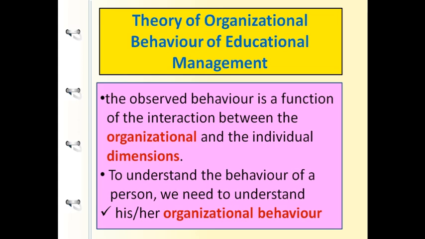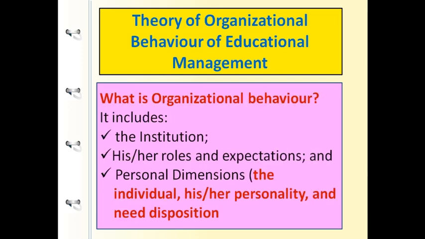To understand the behavior of a person, we need to understand his or her organizational behavior. And as we have seen just now, organizational behavior includes the institution, which is part of the normative dimension, his or her roles and expectations, and second, the personal dimension, that is the individual, his or her personality, need, and disposition.